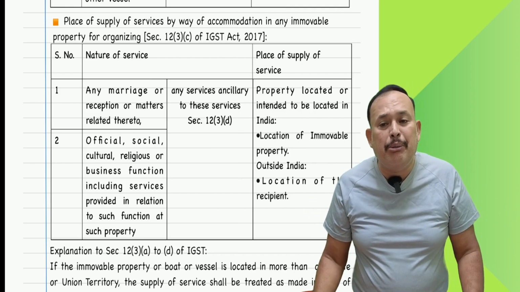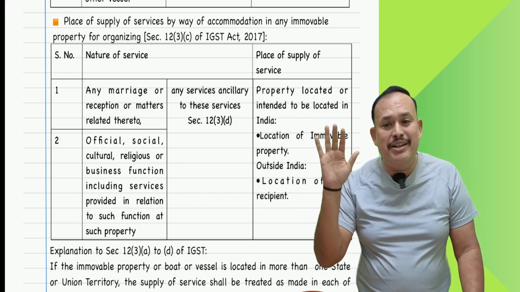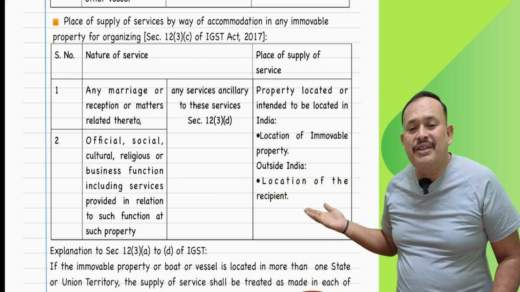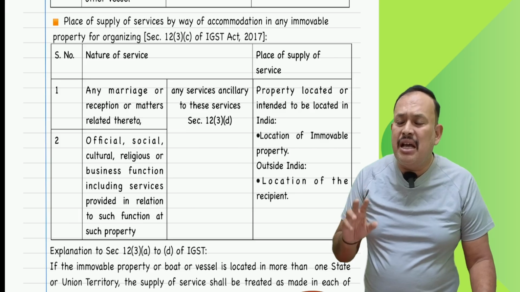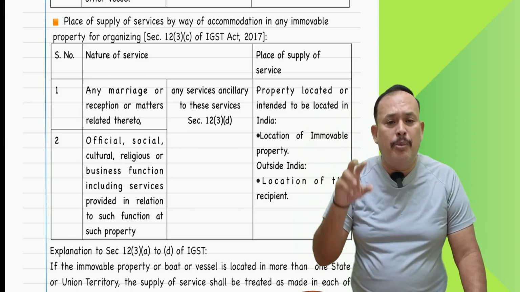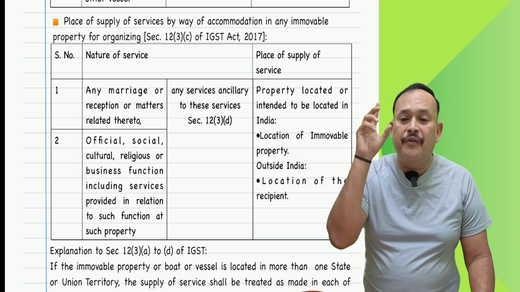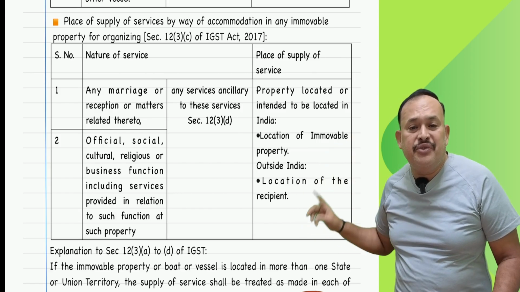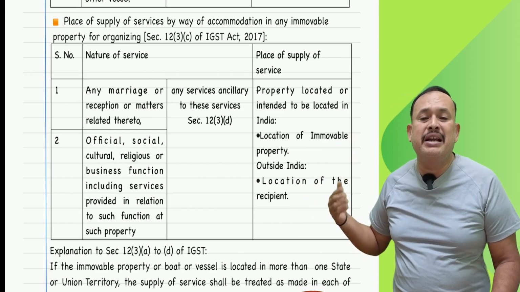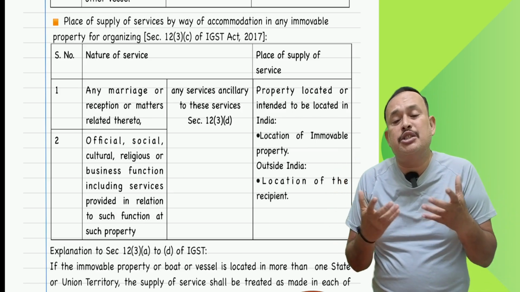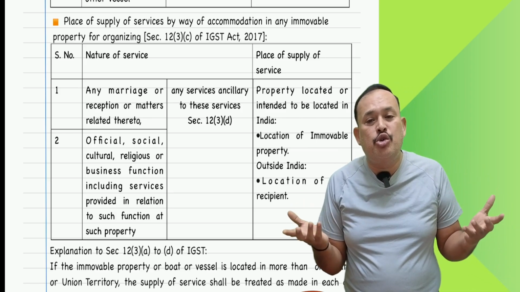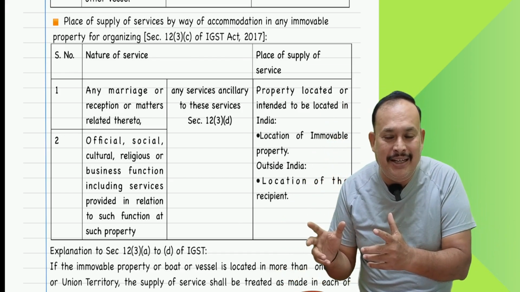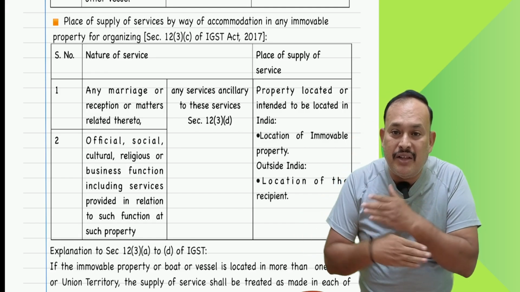Therefore, the place of supply is where the property is located or the property intended to be located, if the property is in India. If outside India, it is the location of the recipient. Likewise, service by way of accommodation in any immovable property for organizing official function, social function, cultural function, religious function, business function, including services provided in relation to such function at such property, the place of supply is where the property is located or intended to be located. If it is outside India, the location of the recipient is the place of supply.